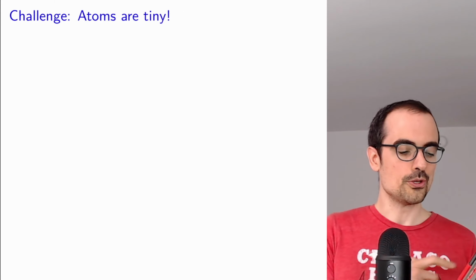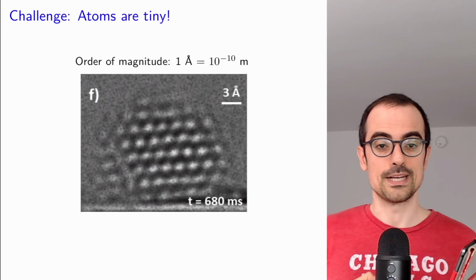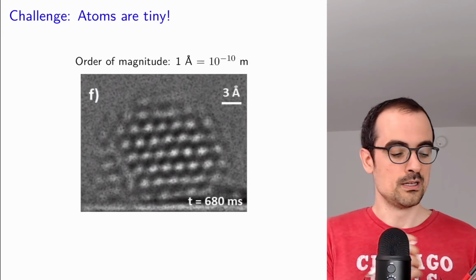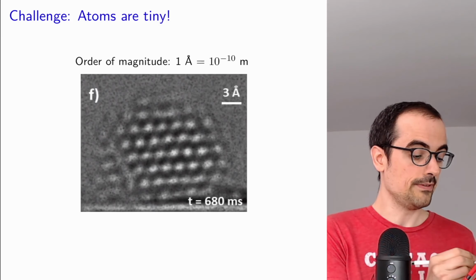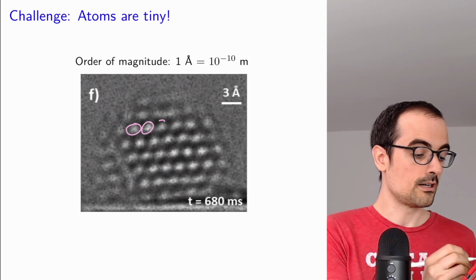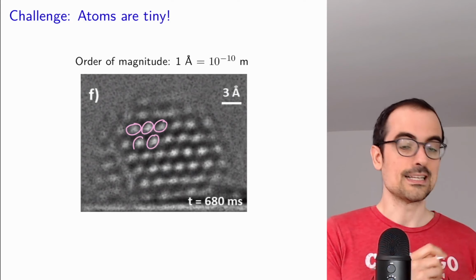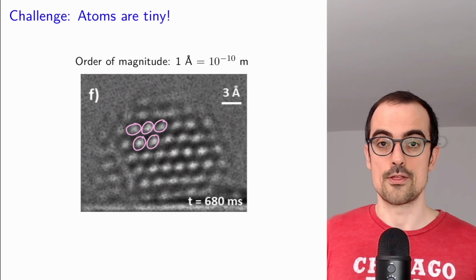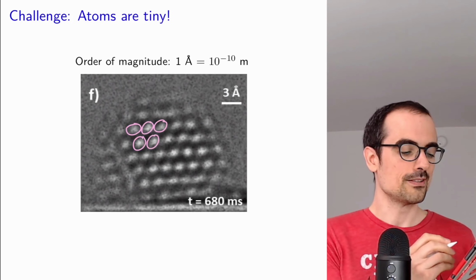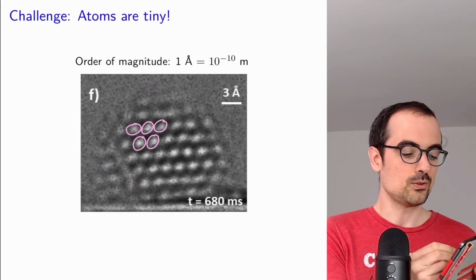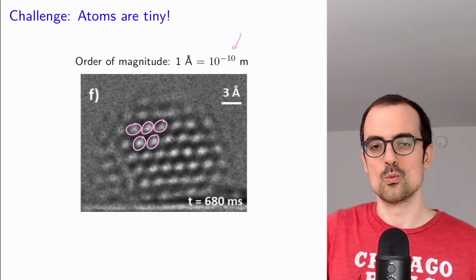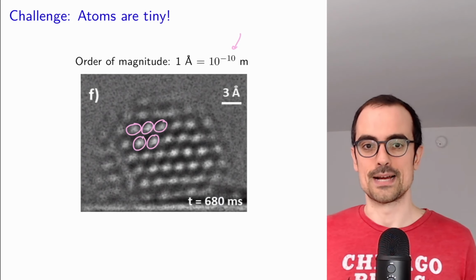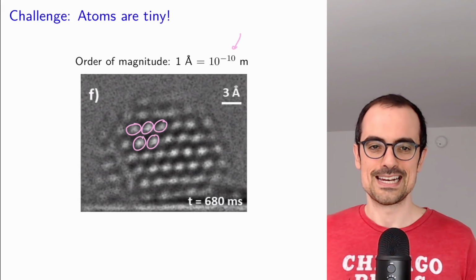Here I'm going to show you a real picture of a platinum nanoparticle, and what we're interested in is how these individual atoms are rearranged as the nanoparticle interacts with other materials. But these atoms, their order of magnitude is 10 to the minus 10 meters, which is 1 Angstrom. Remember that 1 nanometer is 10 to the minus 9 meters, and hence the name of nanoparticles.